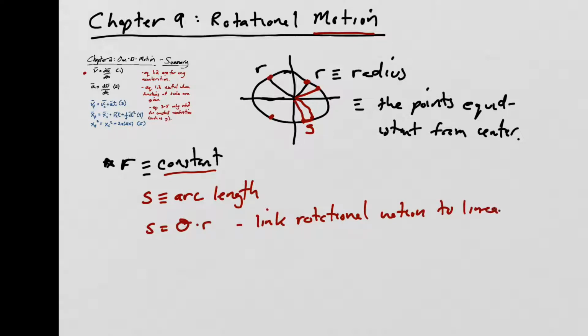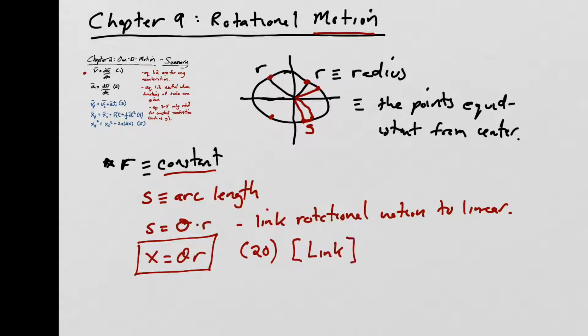to linear motion. So from here on in, instead of calling it s for arc length, we're just going to call it x, because we recognize that it is just a linear distance, and so we're going to say that x is equal to theta r. And this is going to be our first and most important equation in this entire chapter. And so sticking with our numbering system from the previous chapters, this is going to be equation 20. We're also going to give this another name, which is the link equation, which will become very important when we're trying to draw the corollary between linear motion or one-dimensional motion and circular motion.